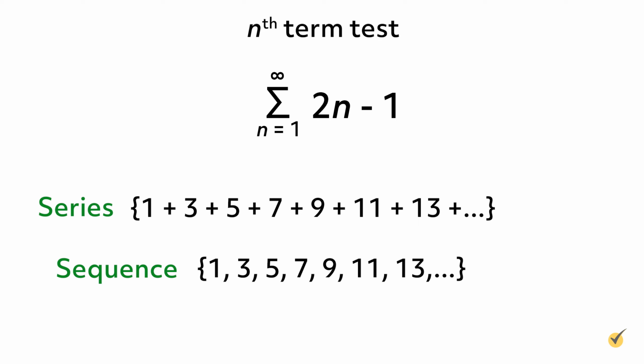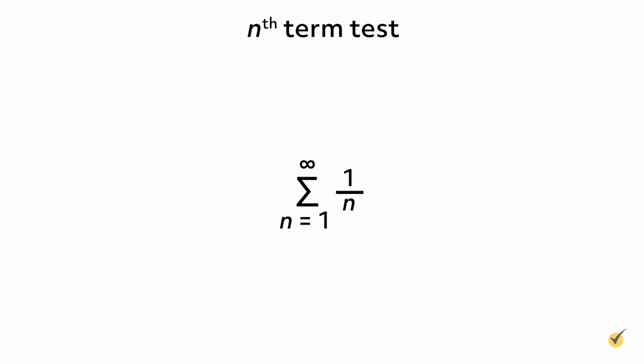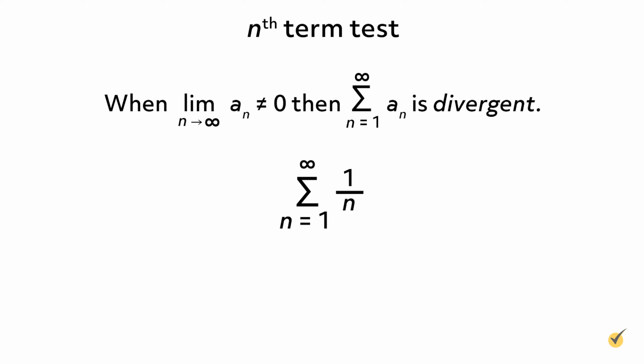Already we can see that this test is going to rule out most series that are tested. Let's test a series that might have a chance. The summation from n equals 1 to infinity of 1 over n. Let's apply the nth term test to this series. Let's quickly review what the nth term test states. When the limit as n approaches infinity of a sub n does not equal 0, then the summation from n equals 1 to infinity of a sub n is divergent. Here our a sub n is 1 over n, so we need to find out if it converges on 0 or not. Does the limit as n approaches infinity of 1 over n equal 0?